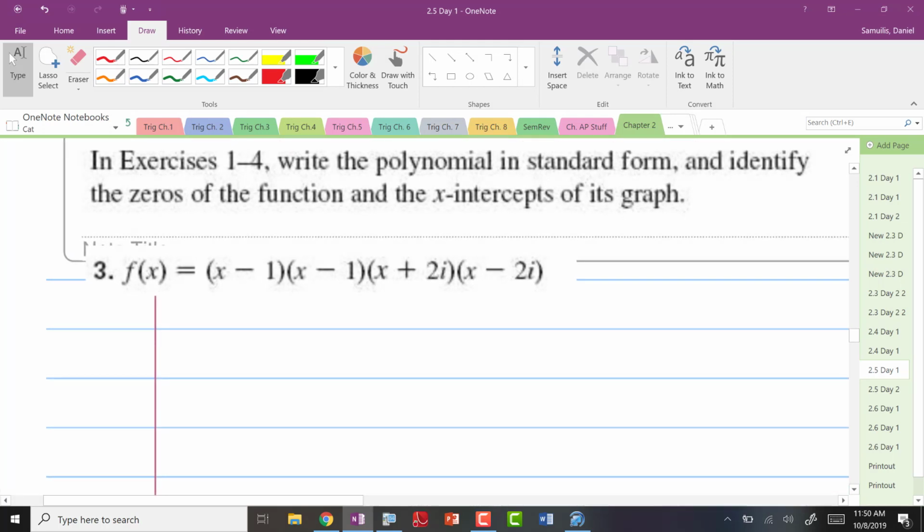Write the polynomial in standard form. What does that mean? It means multiply it out. Next thing, you'd be a silly fool if you did not multiply those two out first.